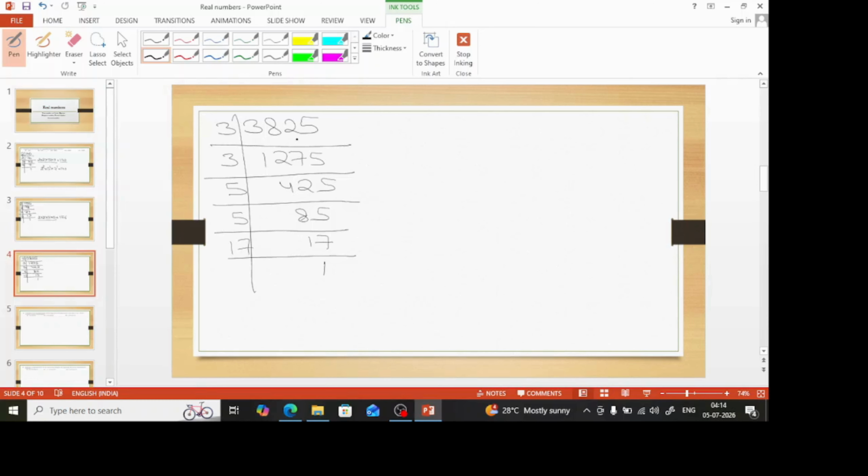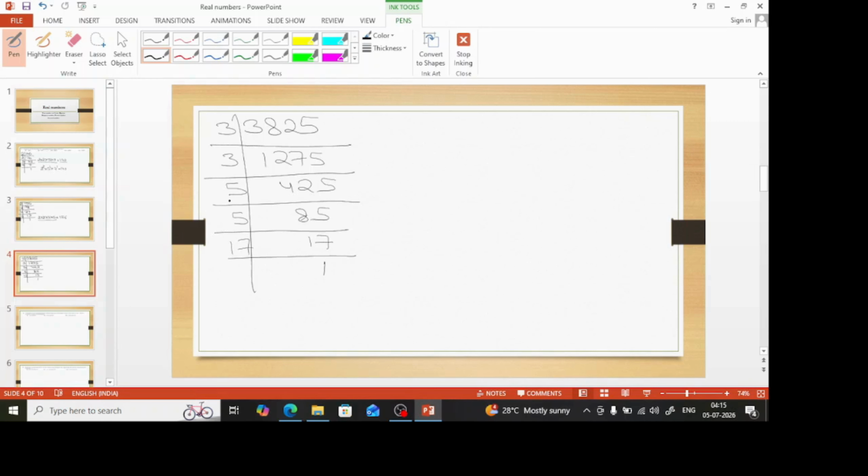Because the sum of these numbers is divisible by 3. Again 1275, the sum of these 4 numbers is divisible by 3. Now 4, 2, 5, 3: the sum of these 4 numbers is not divisible by 3. So we have taken 5, because the number ends with 5.